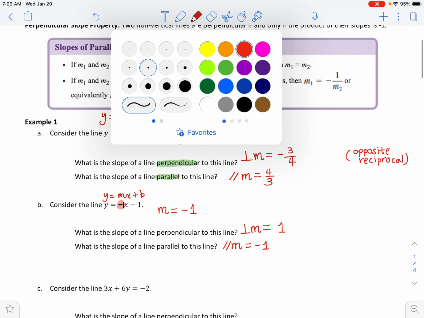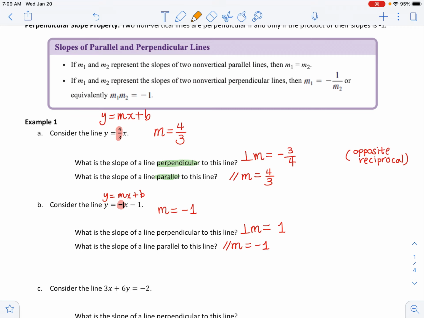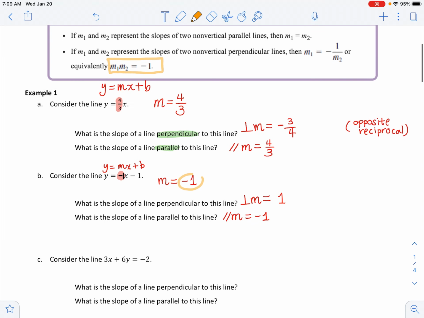And right here, they did mention that for two non-vertical perpendicular lines, their slopes multiply to be -1. Is that true? If you multiply -1 times +1, we do get -1. So that's good.